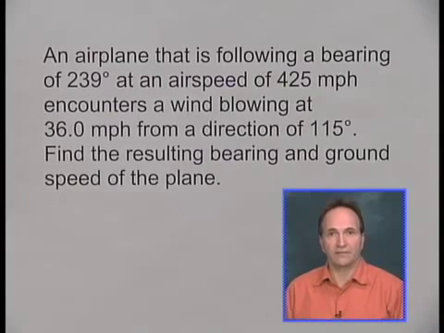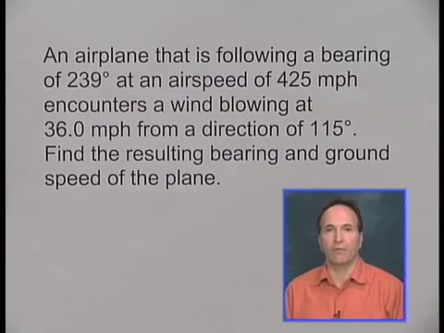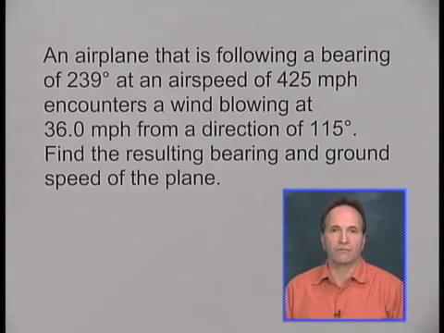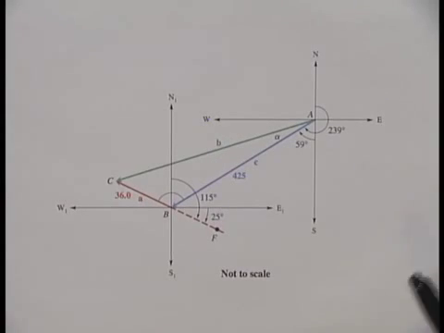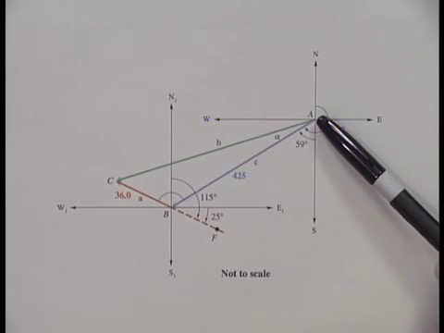An airplane that is following a bearing of 239 degrees at an airspeed of 425 miles per hour encounters a wind blowing at 36.0 miles per hour from a direction of 115 degrees. Find the resulting bearing and ground speed of the plane. Well, of course, an accurate sketch is essential here, and there's lots of information. So here it is. Let's begin over here where I'm saying the plane is taking off.